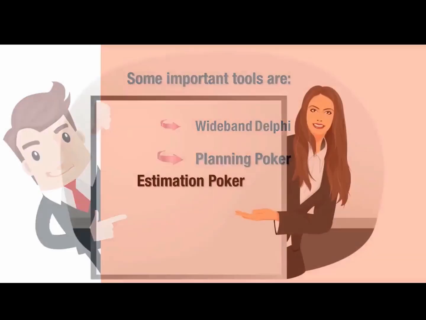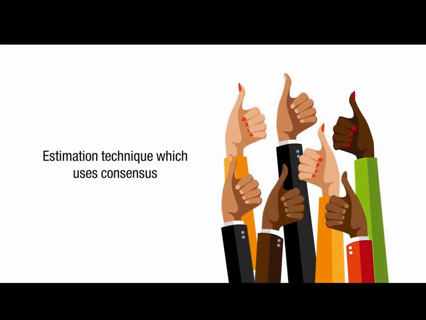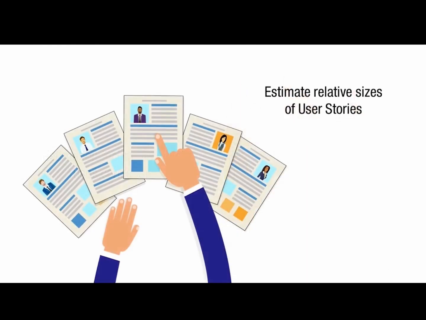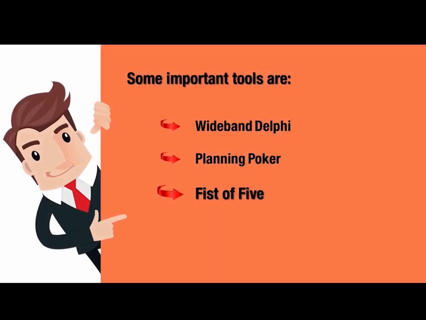The second technique is Planning Poker. It is also called Estimation Poker. It is a derivative of the Wideband Delphi technique. This is an estimation technique which uses consensus to estimate relative sizes of user stories or the effort required to create them. Next technique is Fist of Five.